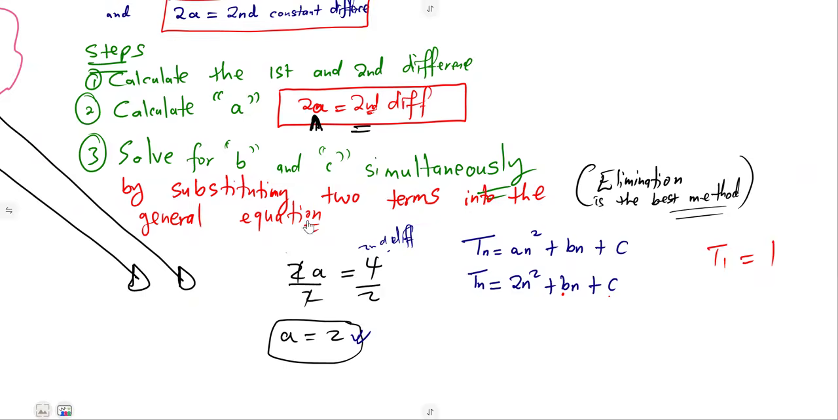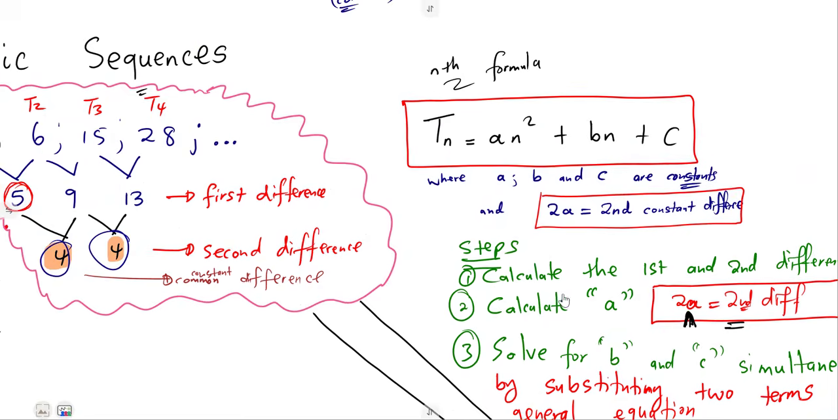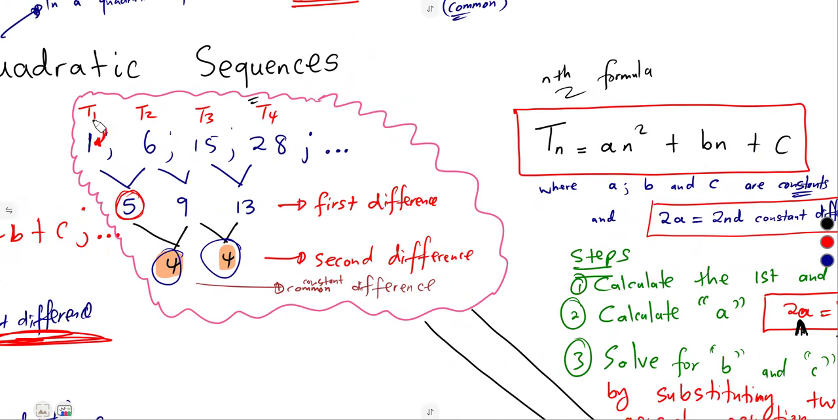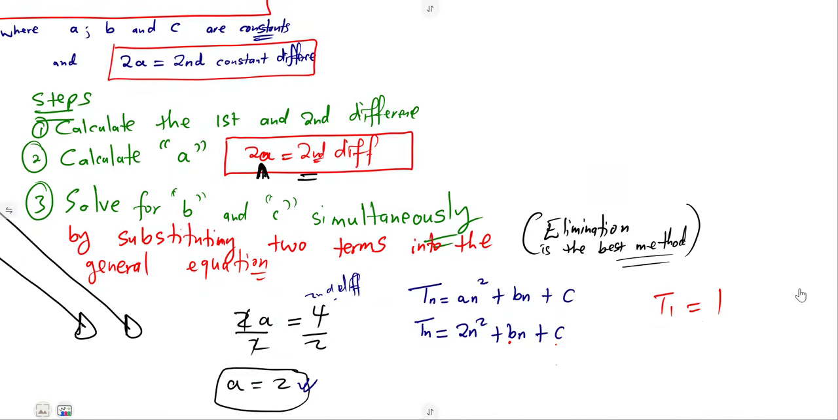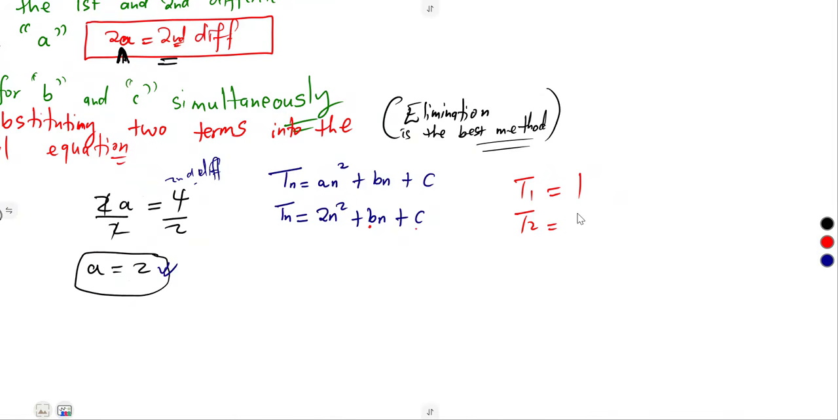Let me just take 2. Like I said, you must use 2 terms there. So it is in your hands. Are you going to use the first one, the second one, the third one? It is in your hands. So let's also take T2. As we can see, T2 is 6. So our T2 is equivalent to 6. This is what we have. You substitute two terms. These are the two terms, T1, which is 1, and this one. Any of your choice, they're just supposed to be 2.